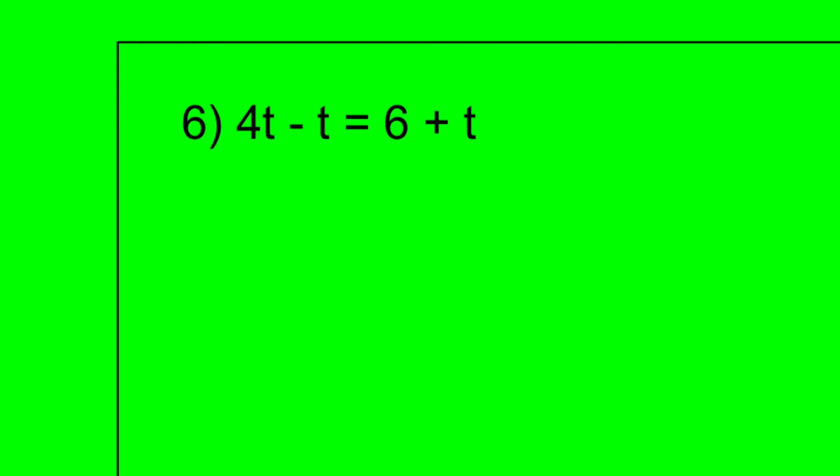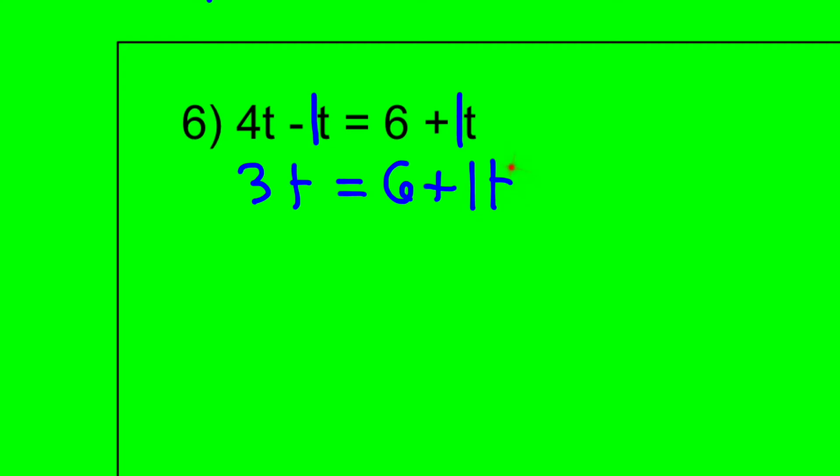4t minus t equals 6 plus t. Well, remember, if there's no number in front of the variable, there's 1 there. There's a 1 in front of those. Now let's group up our like terms. First, on this side of the equal sign, I have 4t minus 1t is 3t equals 6 plus 1t.